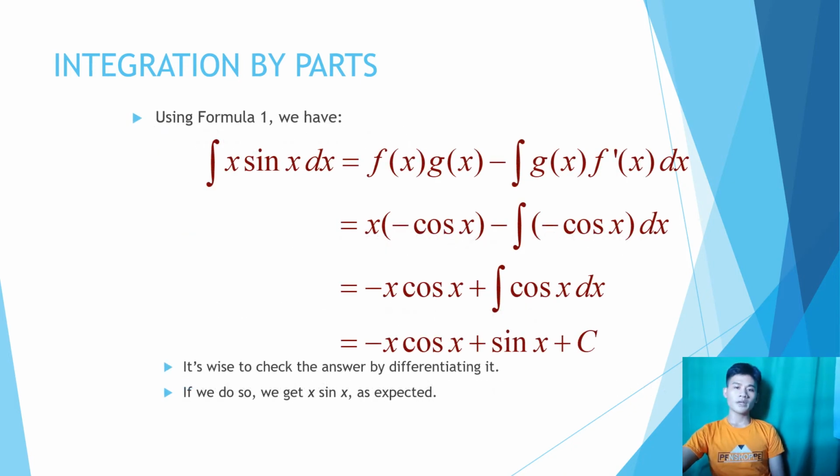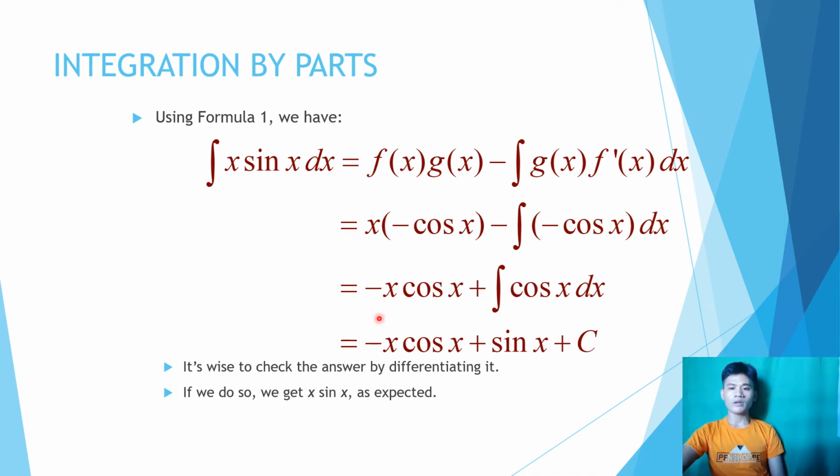So using formula 1, we have this. The integral of x sine x dx is equal to f of x g of x minus the integral of g of x f prime of x dx. We just substitute the values of f of x, g of x, g prime of x, and f prime of x. So f of x is equal to x and g of x is equal to negative cosine x, minus the integral of negative cosine x times 1 dx.